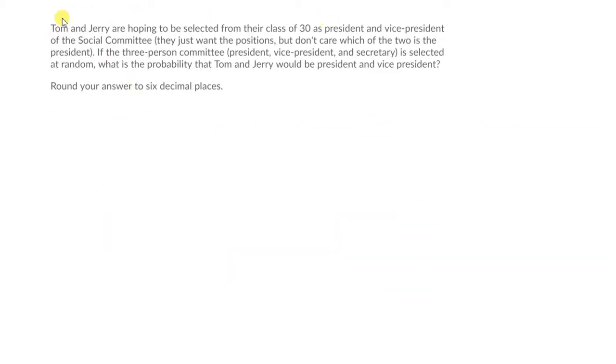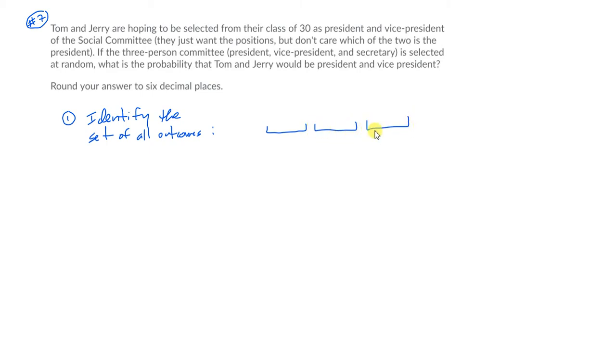So problem number 7 is somewhat similar to the previous ones. Step 1, of course, is to identify the set of all outcomes and then figure out how many there are. So identify the set of all outcomes and then we'll count them. We'll use a counting method. So what is this? Let's write down what a typical outcome is supposed to look like. It's supposed to look like 3 people: president, vice president, secretary.